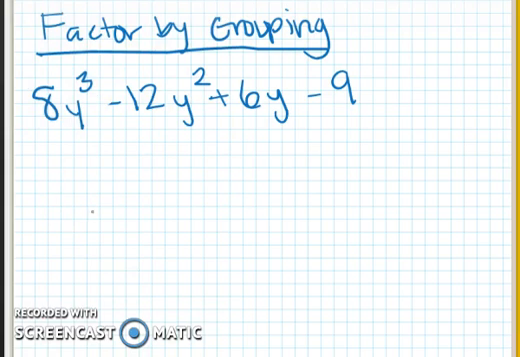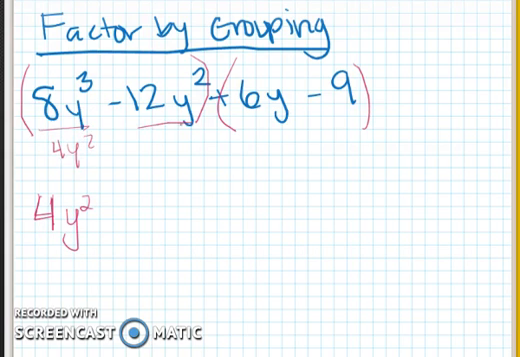Alright, this is a factor by grouping. When we have 4 terms, we want to go ahead and factor by grouping. So I'm going to group these into two groups, and I'm going to look at this and take the GCF out. I got 8 and 12. It appears 4, I think, is going to go into both of these. Okay, and then it looks like y squared can come out. So divide both of these by 4y squared.